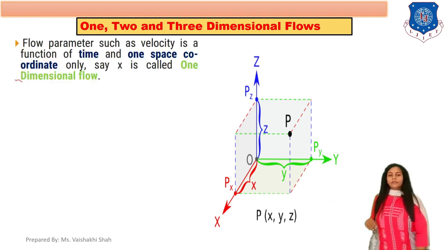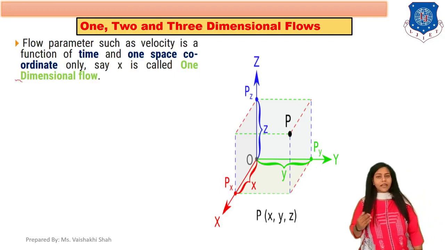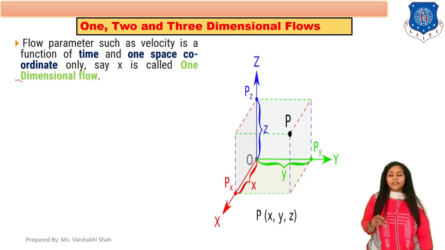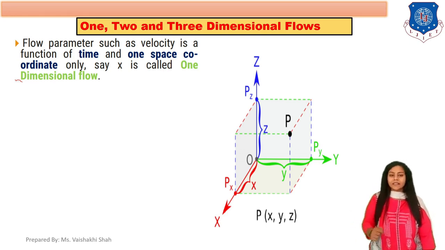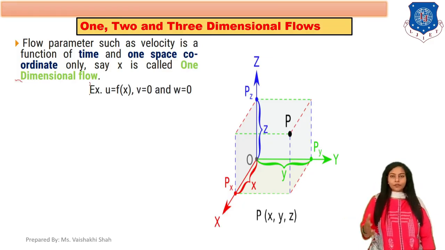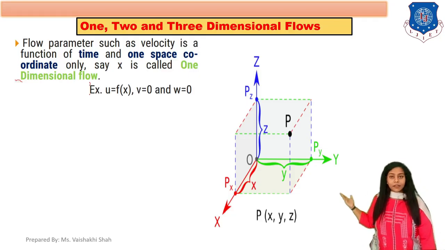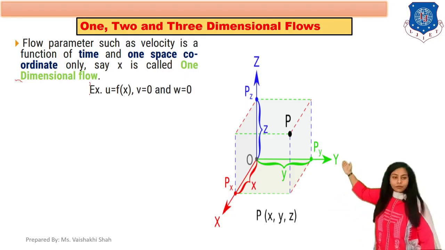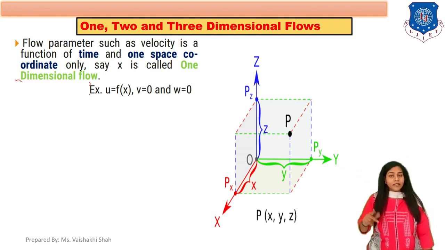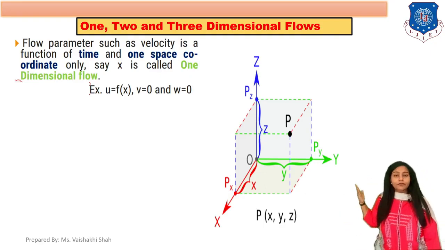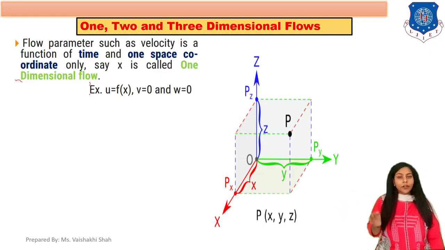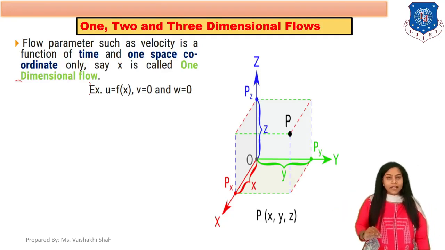Clear? Now first we consider one dimensional flow. The flow parameters such as velocity are a function of time and only one space coordinate, say x. That is called one dimensional flow. So you can write u, the velocity in the x direction, equals f of x. Here v, the velocity in the y direction, and w, the velocity in the z direction, equal 0.